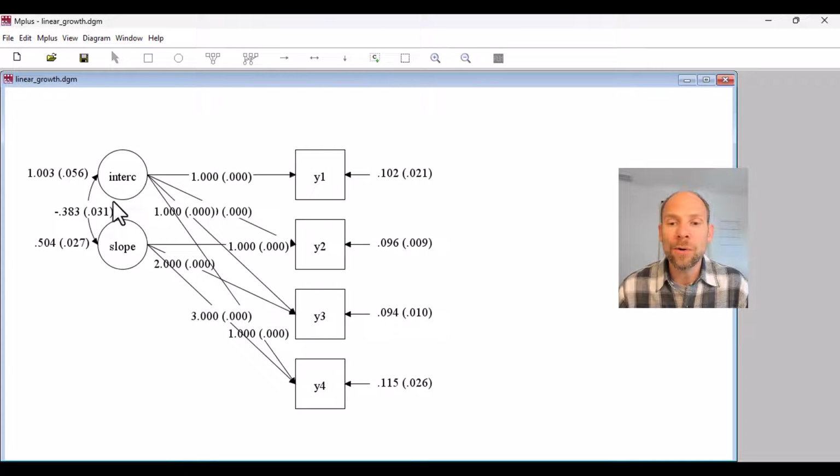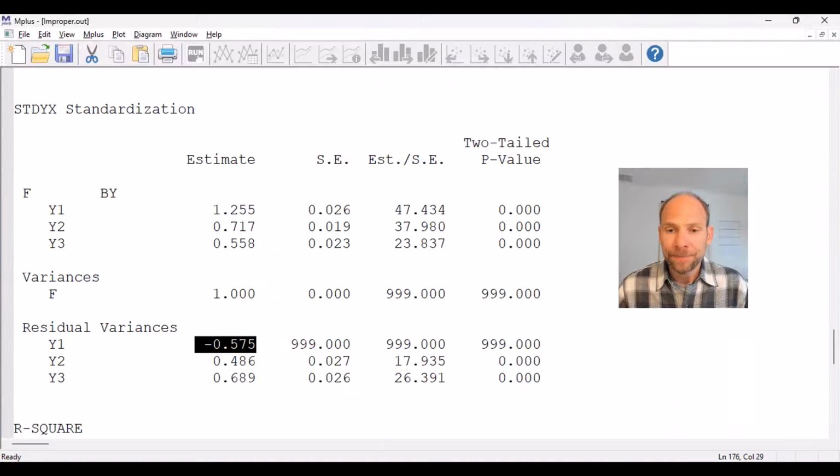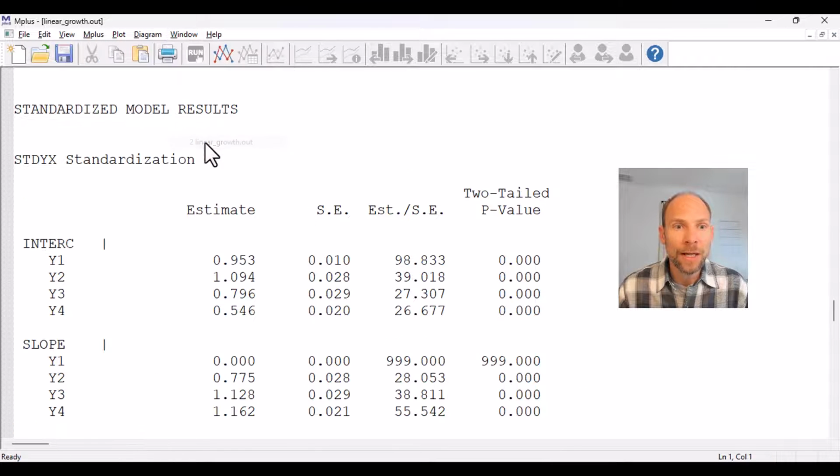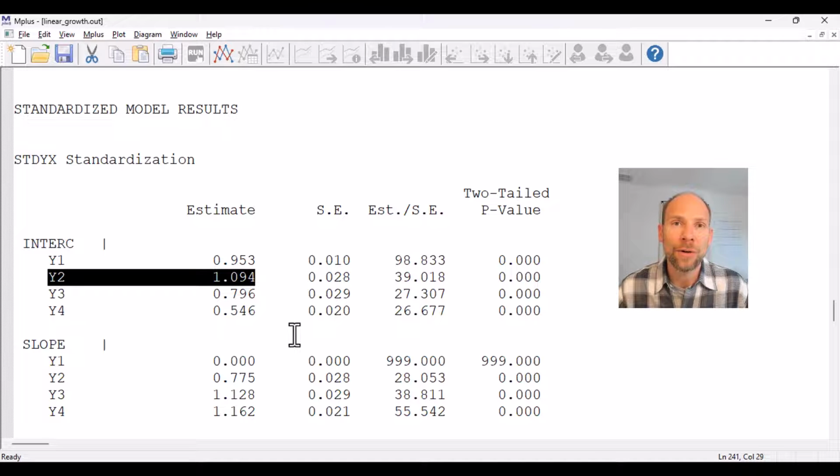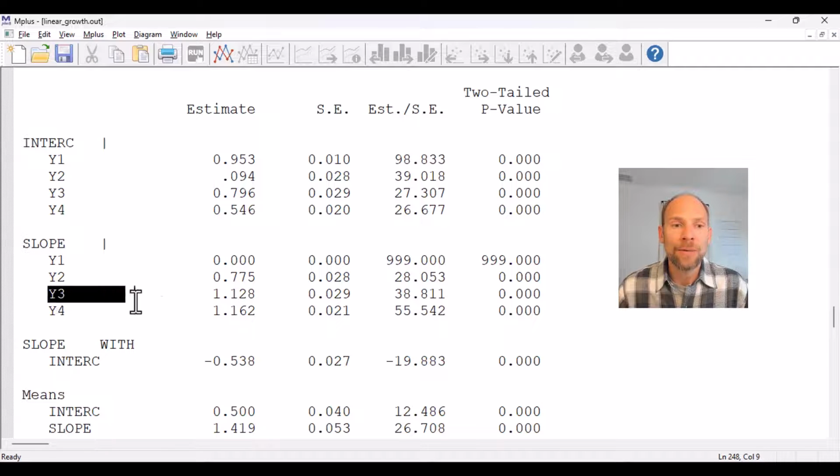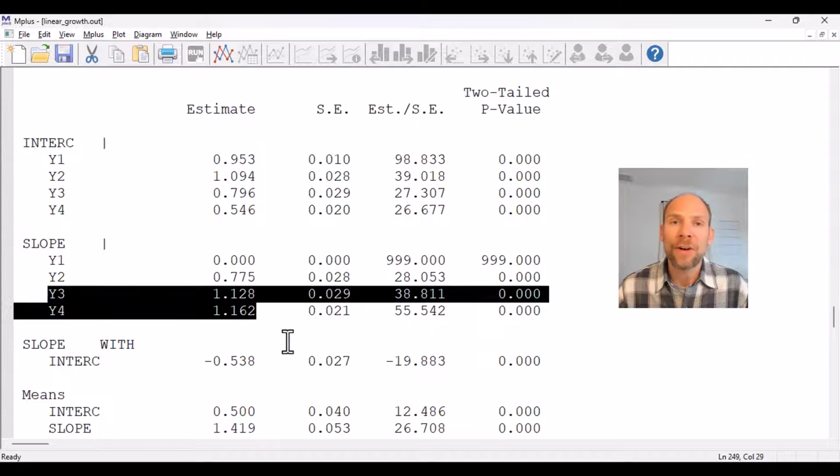Now let's take a look at the Mplus output file for this model, and we will see here, when we go to the growth curve model output, that now in the standardized solution we do have factor loadings that are greater than 1. So y2 has a factor loading greater than 1 on the intercept factor, and y3 and y4 have factor loadings greater than 1 on the slope factor.